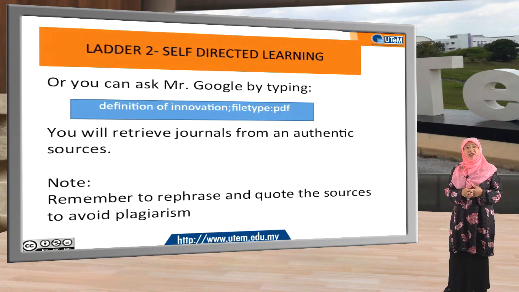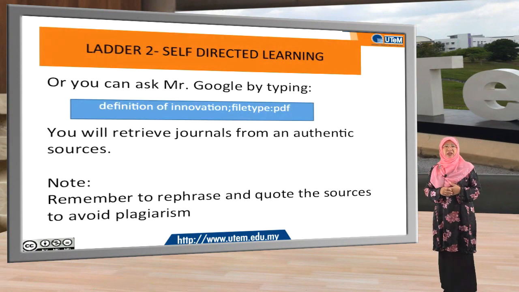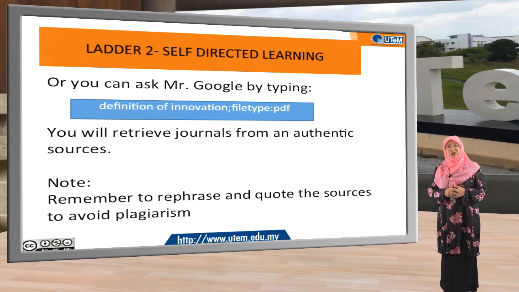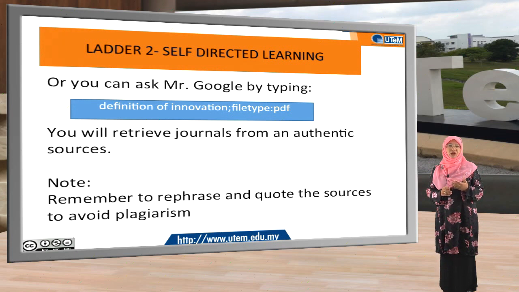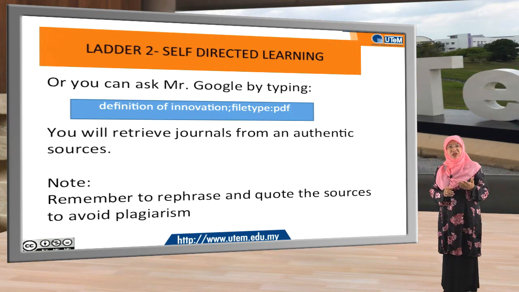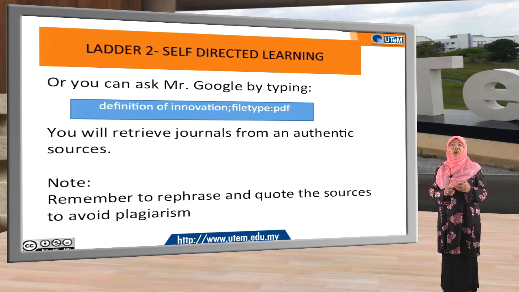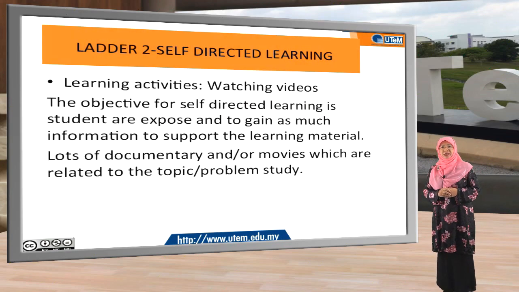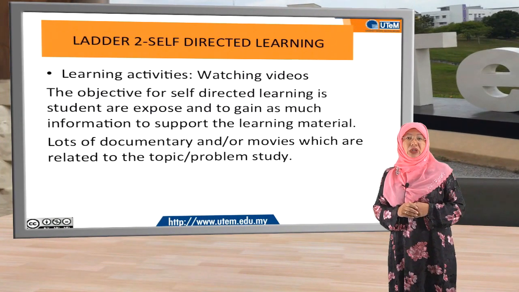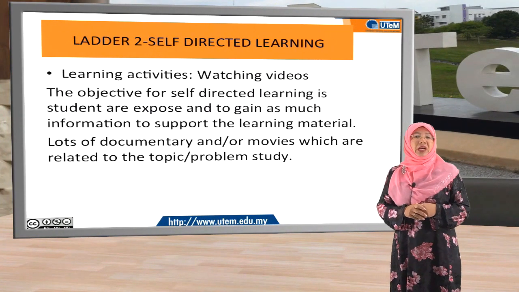Or you can ask Mr. Google by typing definition of innovation and file type PDF. So you will retrieve journals from authentic sources. Remember, you have to quote any information from authentic sources. Note, remember to rephrase and quote the sources to avoid plagiarism. This is what students have to be careful with.